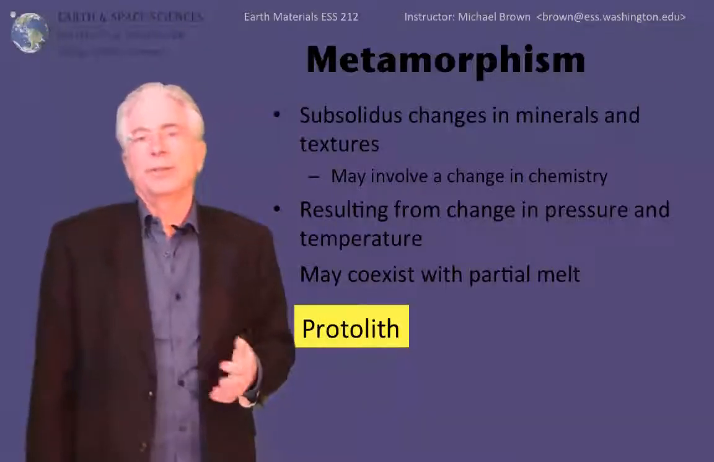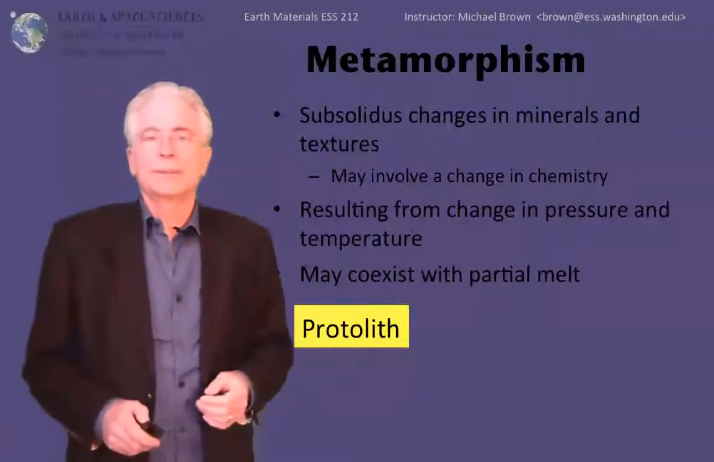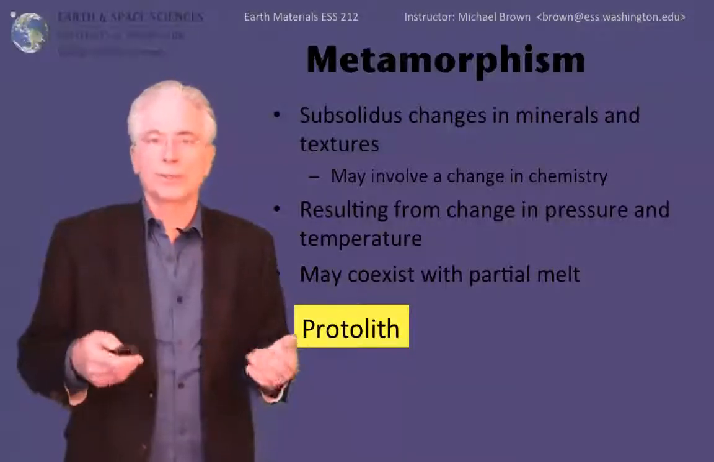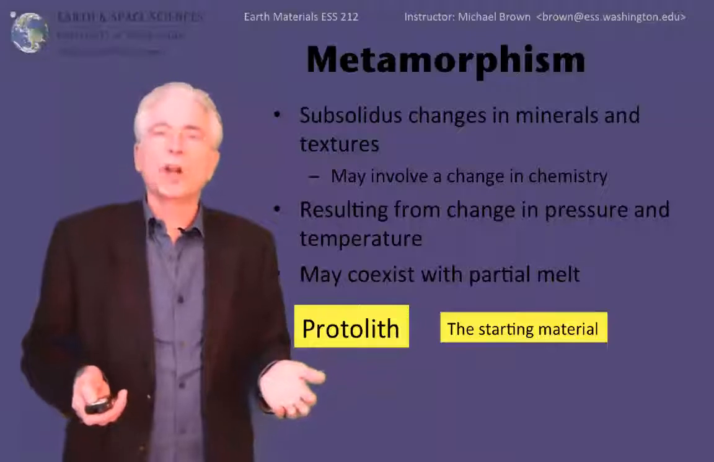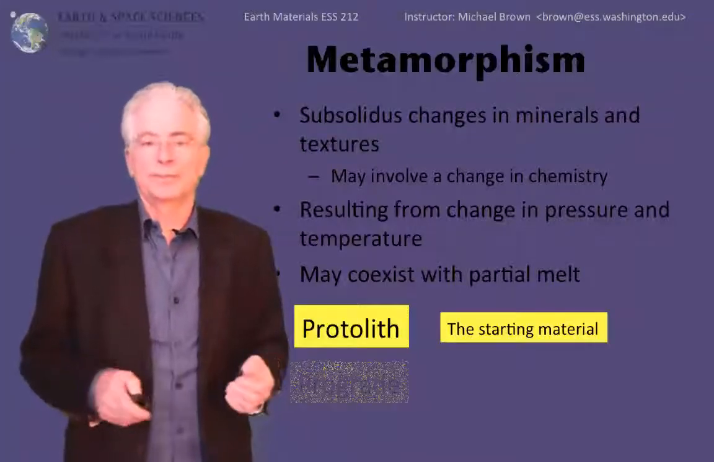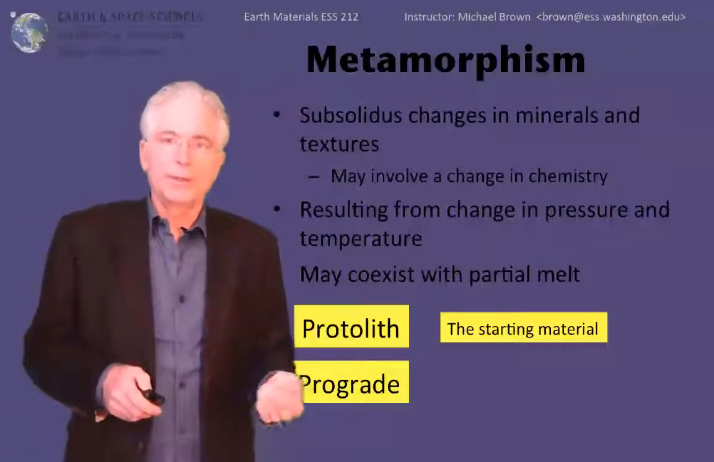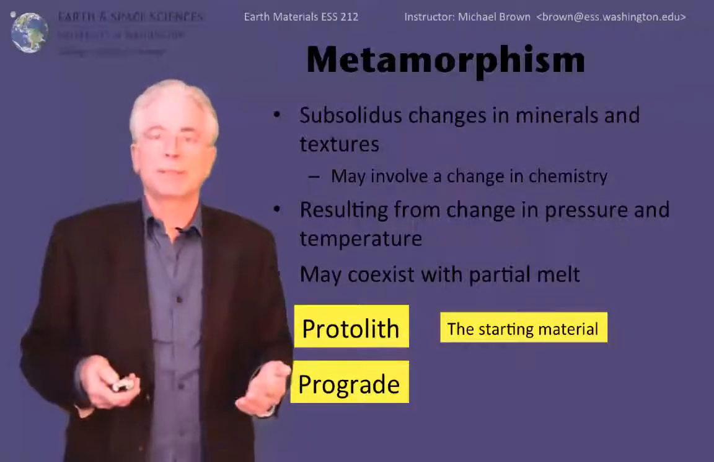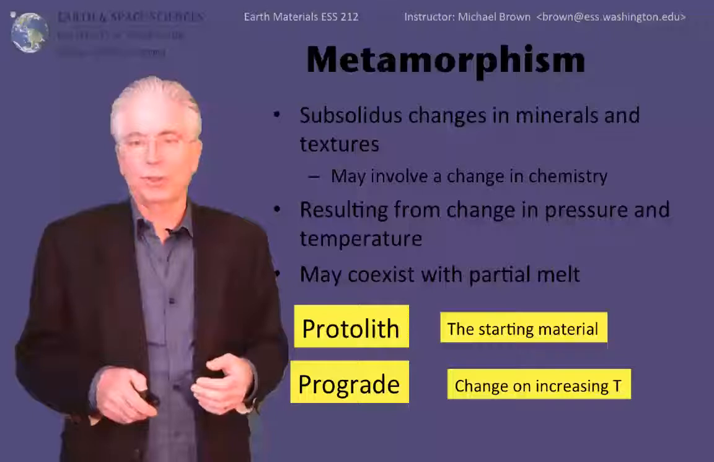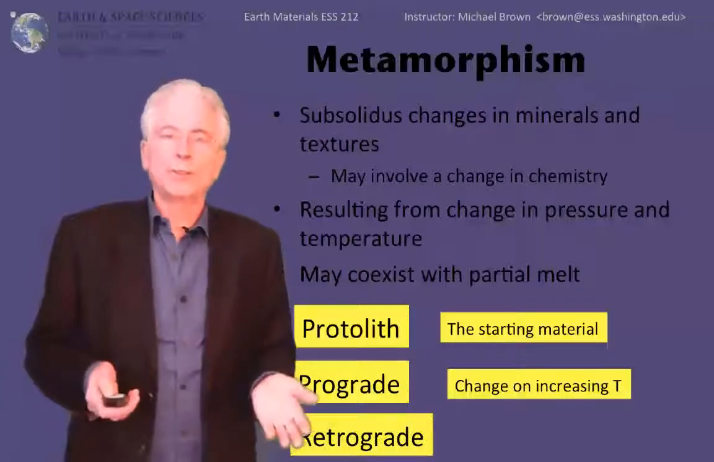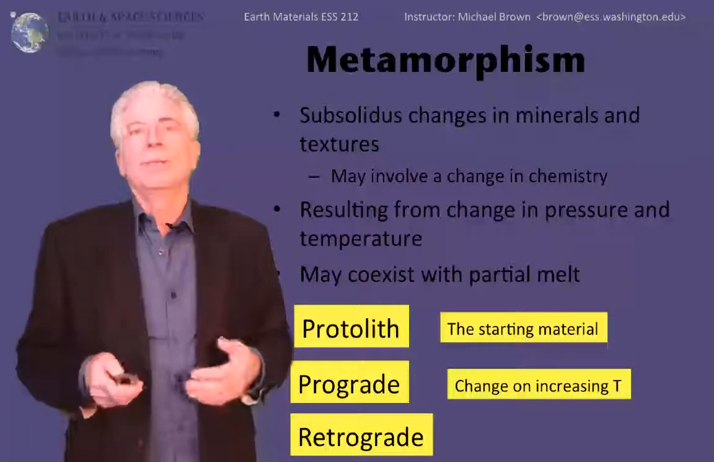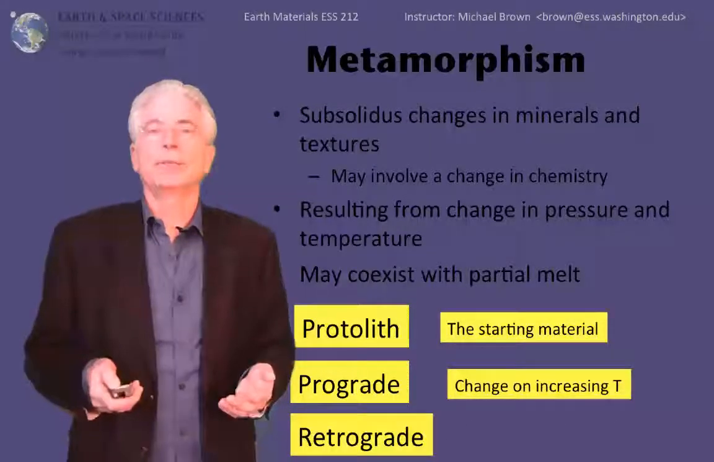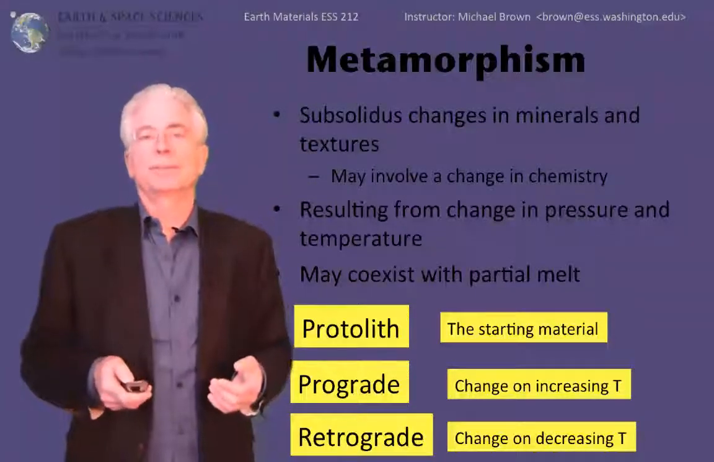We need to define a few terms. Protolith: lith is rock, proto is early. Protolith is the starting material for metamorphism. Prograde is a statement that metamorphic conditions are increasing. Typically it means increasing the temperature. Retrograde is the process of decreasing the temperature, and it's the changes associated with decreasing temperature.